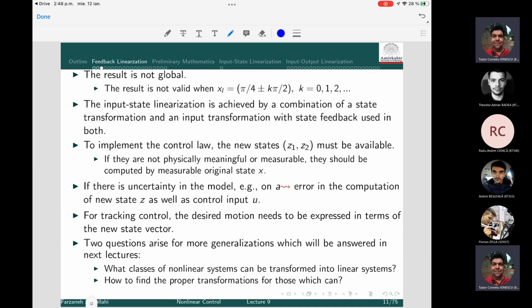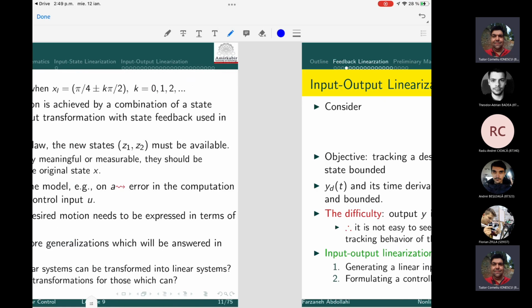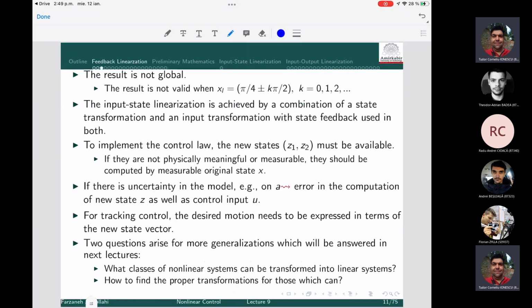Two questions arise from more generalizations, which will be answered in the next lecture. In this lecture, what classes of nonlinear systems can be linearized? This is a good question. For which classes of systems is feedback linearization possible, and how to find proper transformations for those that do accept feedback linearization? Let's have a short break and let's see what the slides reveal after the break.